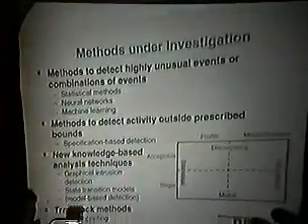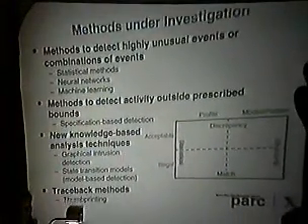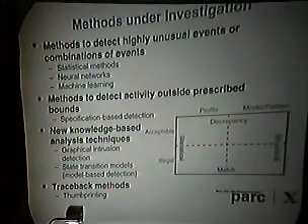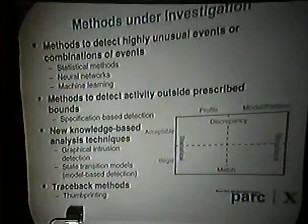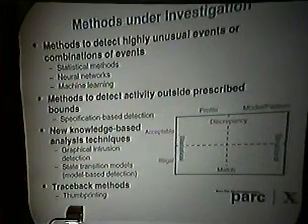So here's my attempt to categorize some of the new methods that are under investigation. First of all, there are methods that are statistical that look at unusual events or unusual combination of events, and there's a threshold you can define to say how unusual it has to be before you want to look at it.